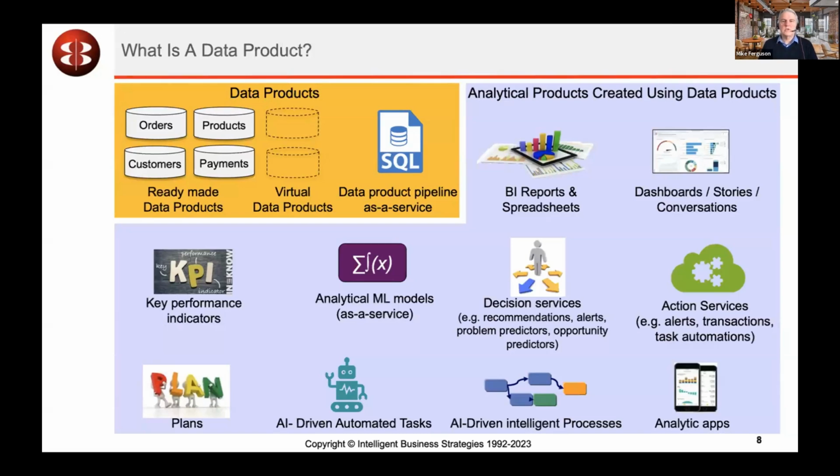Whereas analytical products, on the other hand, are things like BI reports, machine learning models, prescriptive models that make recommendations or that kind of thing, even an AI bot. These are analytical products that have been built using data from data products. So I draw the distinction between these two.